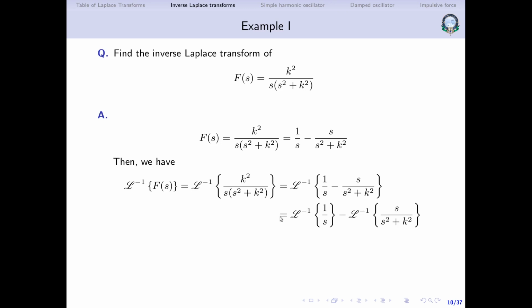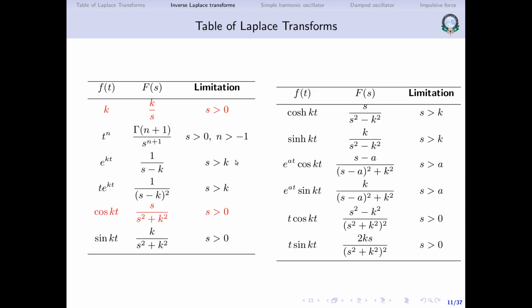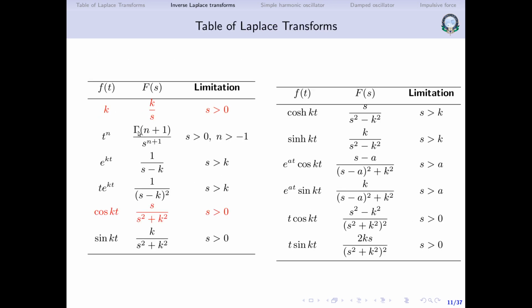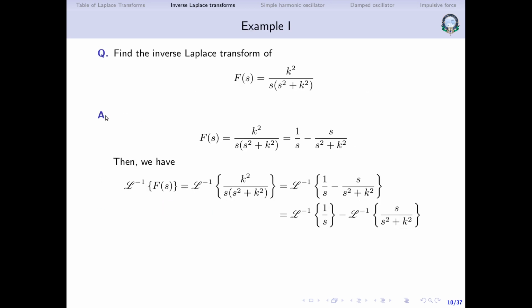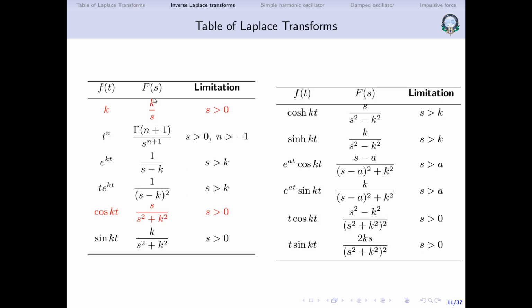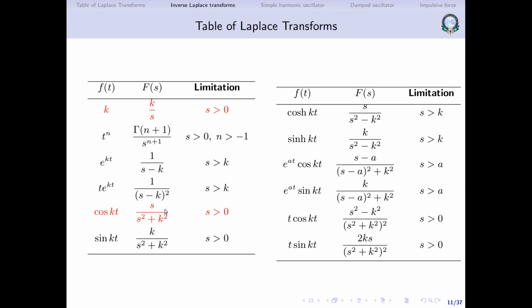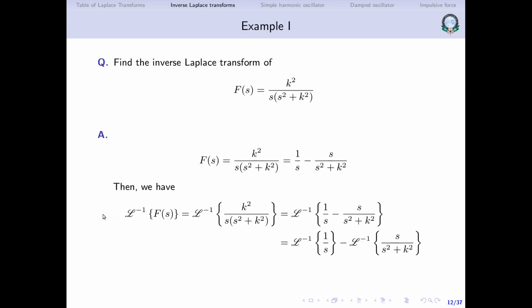So if we look at the table of Laplace transforms, we find that for the first one, 1 by s, we can use this first entry because Laplace transform of k is k by s. If I take k equal to 1, then inverse Laplace transform of 1 by s is equal to 1. So 1 by s, k is 1, so there will be a 1 here. Again, we'll have here s divided by s squared plus k squared, it exists here. So this one's inverse Laplace transform will be cos kt.